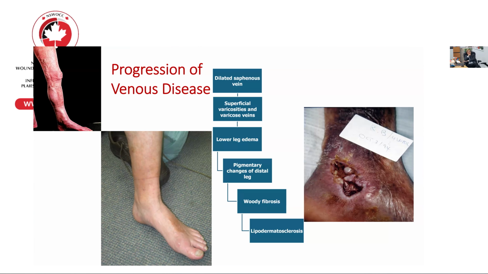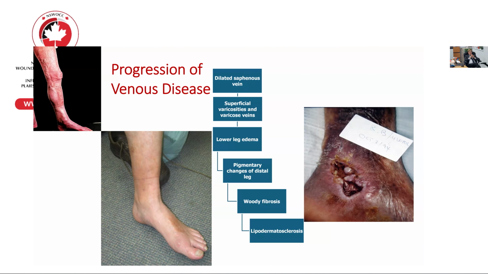So the very first thing in venous disease is seeing a dilated saphenous or other veins. So you see varicosities of various sizes. Superficial varicosities and varicose veins often are associated with lower leg edema, and we talked about various levels of pitting. When it's leaky to red blood cells, it leaves behind hemosiderin and melanin, and you get the changes on the distal leg, the hyperpigmentation. You see it very mildly on the left, and on the right, much more prominent.